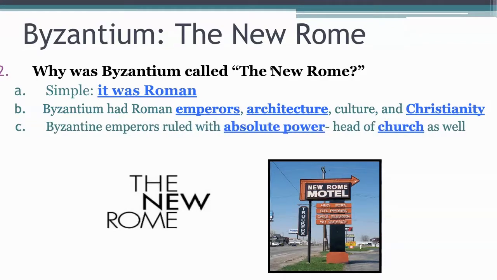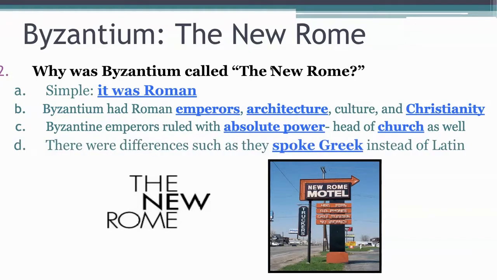Much like the Roman emperors, Byzantine emperors ruled with absolute power, and they were head of the church as well. And so this is kind of the beginning of what will become the Catholic Church, or at least the Christian Church. And the Catholic Church will be headquartered in Vatican City, which is in Rome, but we're seeing this consolidation of power within the church.